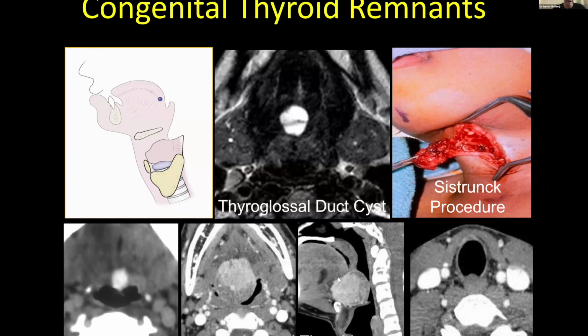So just remember, when you have these lesions involving the tongue base right here, especially when they are hypervascular, because we can see this enhancing similar to the thyroid tissue, you should include this in your differential.